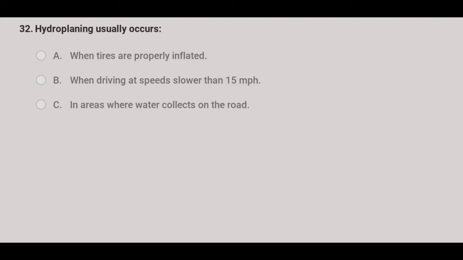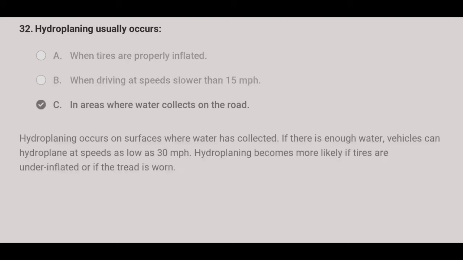Hydroplaning usually occurs A. When tires are properly inflated. B. When driving at speeds slower than 15 miles per hour. C. In areas where water collects on the road. C. In areas where water collects on the road. Hydroplaning occurs on surfaces where water has collected. If there is enough water, vehicles can hydroplane at speeds as low as 30 miles per hour. Hydroplaning becomes more likely if tires are underinflated or if the tread is worn.